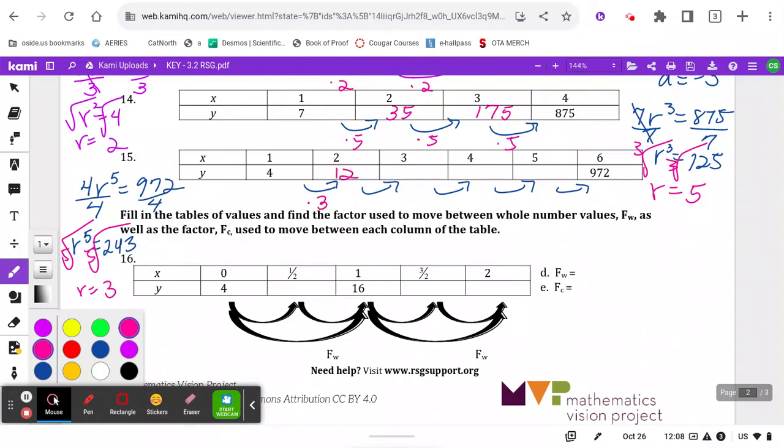4 times 3 is 12. 12 times 3 is 36. 36 times 3 is 108. 108 times 3 is 324. And 324 times 3, we always check that last one to make sure it gives us the 972.